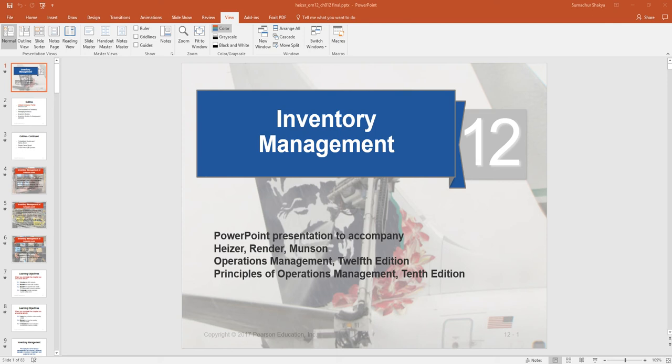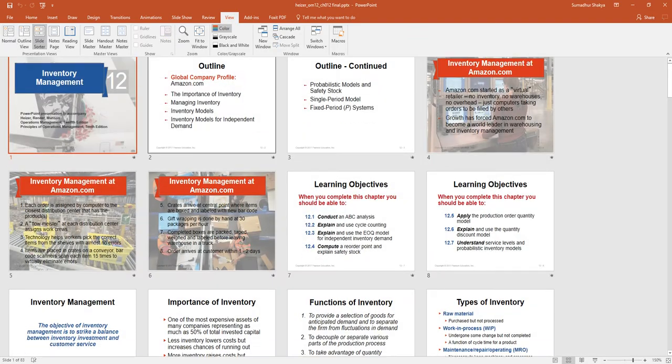We'll be doing chapter 12, inventory management, from the 12th edition of operations management by Heizer, Render and Munson. In inventory management, there are a couple of concepts that we're going to cover today, especially the ones that deal with numerical problems. The first one being the ABC categorization of the inventory.